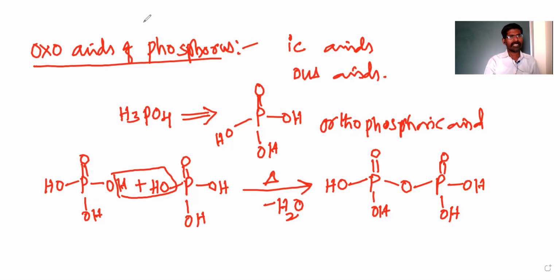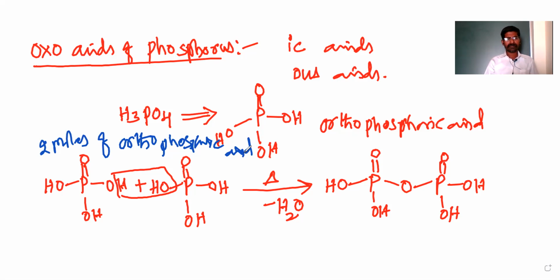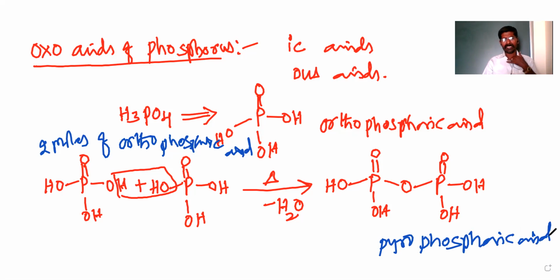Here we take 2 moles of orthophosphoric acid. The compound name is pyrophosphoric acid. Pyrophosphoric acid compound. Now, what is the formula here?